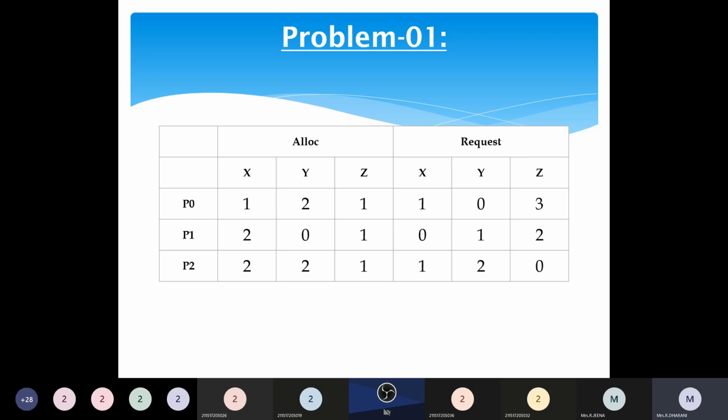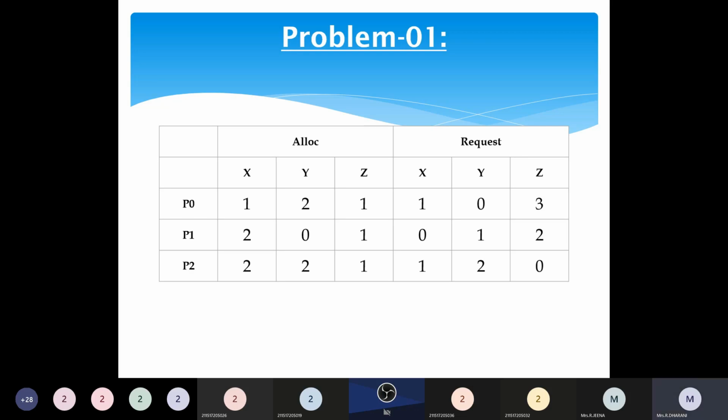Now, after some time, P0, P1, P2 requested additional resources. P0 additionally requires 1, 0, 3, that is, one more instance of X and three more instances of Z. For P1, additionally it requires one instance of Y and two instances of Z. And for P2, one instance of X and two instances of Y.